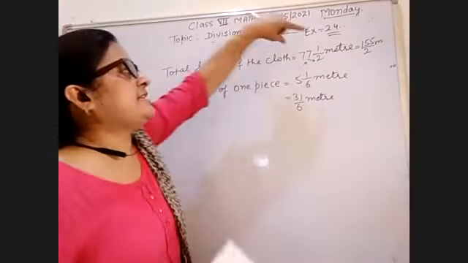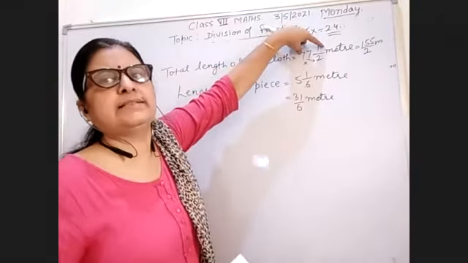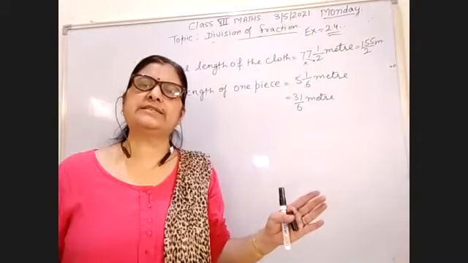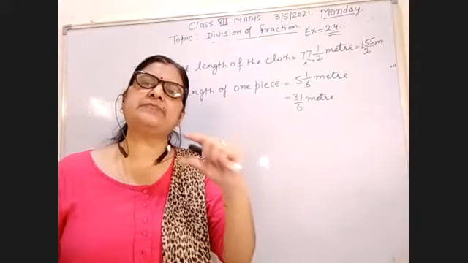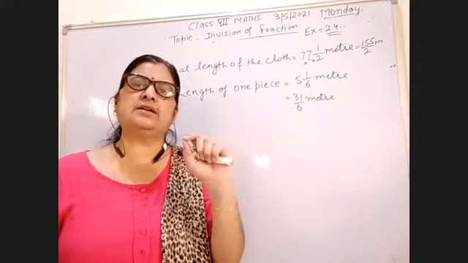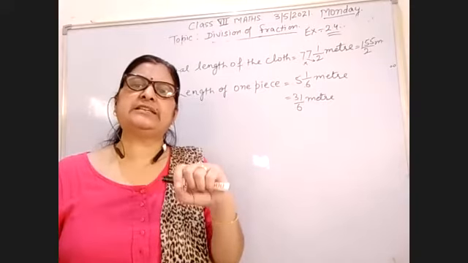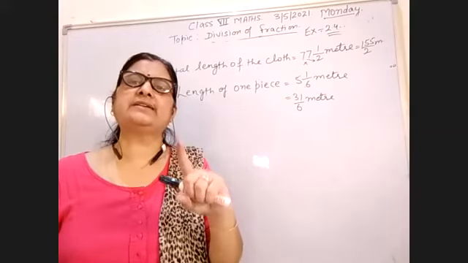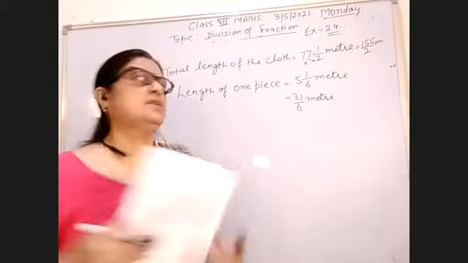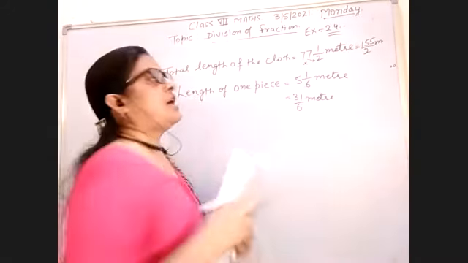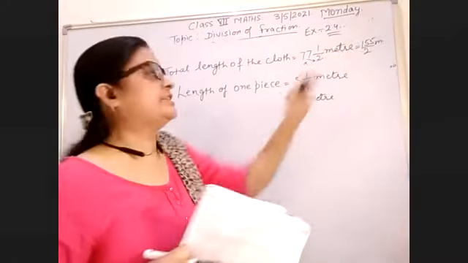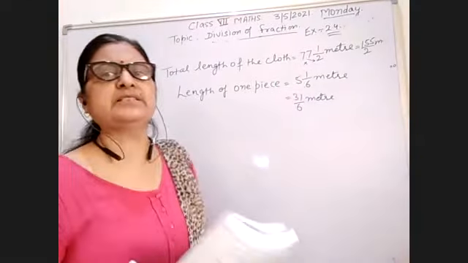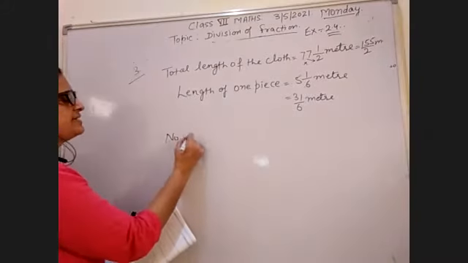Now from the total length of cloth that is given, for example, if the length of the cloth is 10 meter and you have to make 2 meter pieces, you have to cut 2 meter pieces from the total 10 meter. So you have to divide 10 by 2. It means you will get 5 pieces of the cloth. Now how many pieces of 31/6 meter will you get out of 155/2 meter cloth?